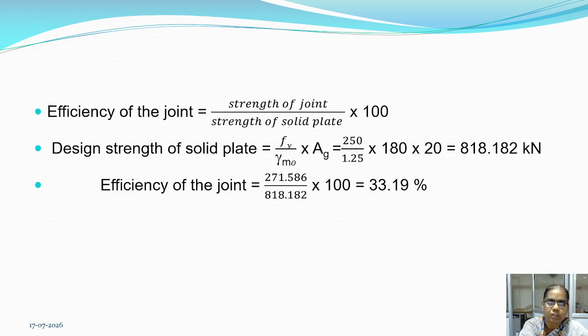Therefore the efficiency of the joint equals strength of joint divided by strength of solid plate, into 100. The design strength of solid plate equals fy divided by gamma m0 into Ag. That value equals 818.182 kilonewton. Therefore the efficiency of the lap joint equals 33.19%.